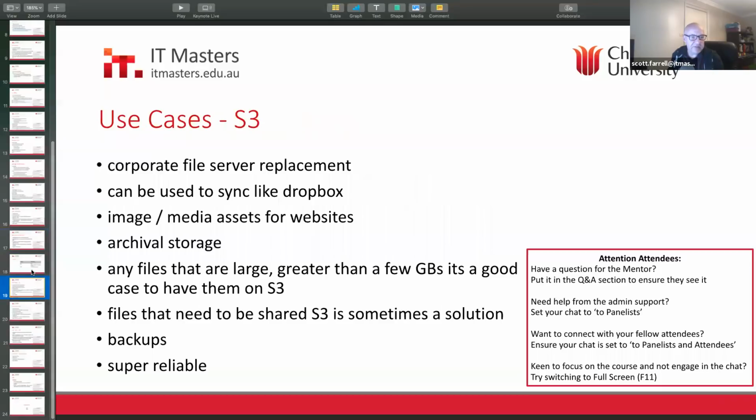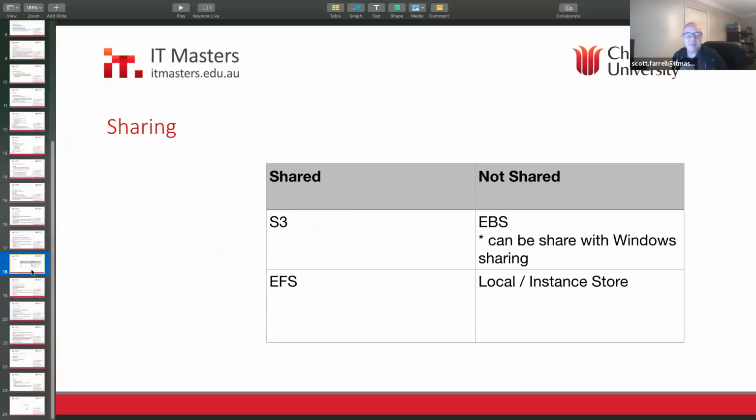So where am I going next? Oh, okay. I just want to make a point about sharing. Quite clearly S3 is shared, because many people can access S3. Remember I said EFS is based on sharing, so many instances can access that. So many users and many instances can access S3, and many instances can access EFS. But EBS is not shared.